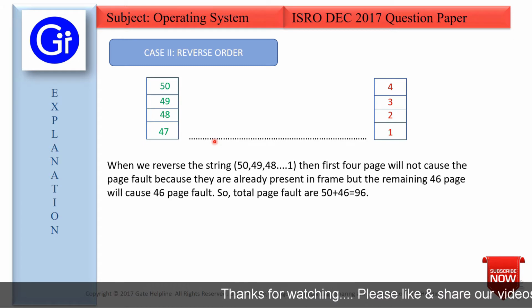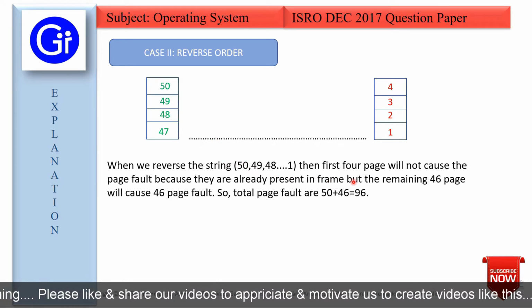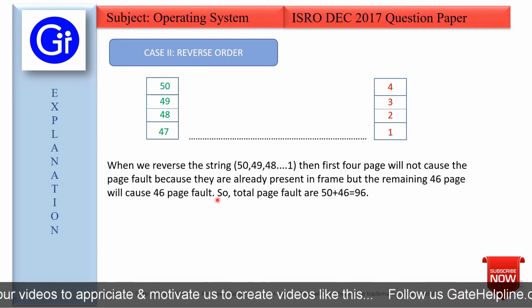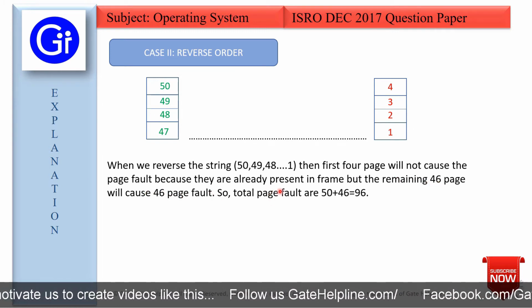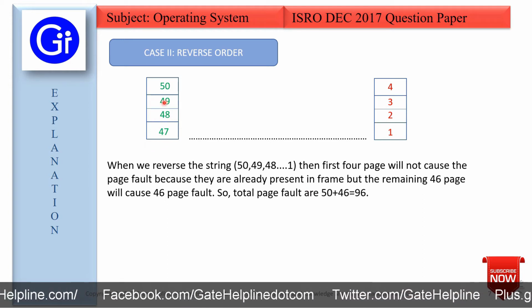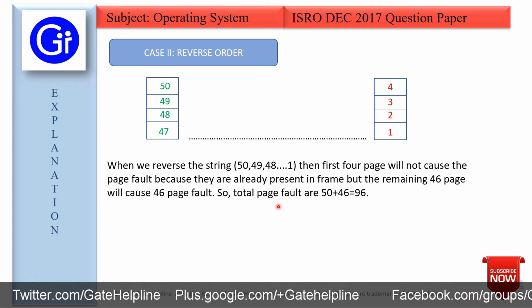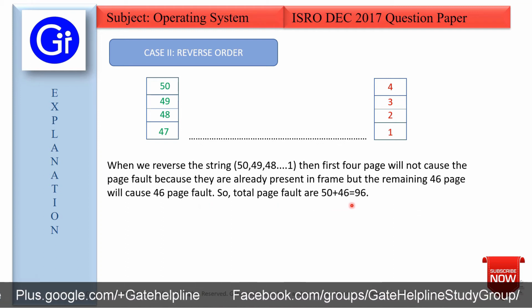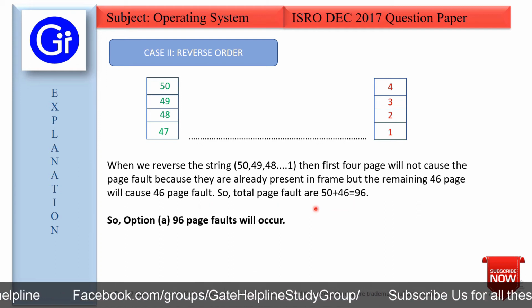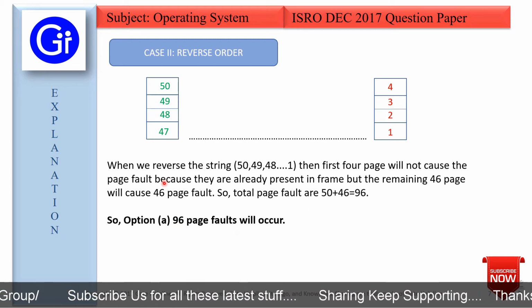So when we reverse the sequence 50, 49, 48 till 1, 4 pages will not cause a page fault because they are already present in the frame, and those are 47, 48, 49, 50. The remaining 46 will cause 46 page faults. So total page faults are 50 plus 46 equals 96. So option A, 96 page faults, is the correct answer.